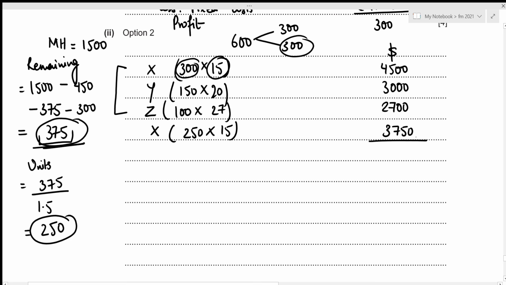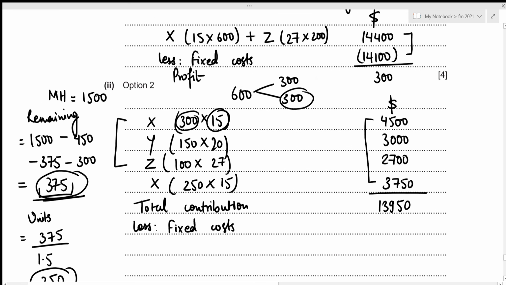Now we can easily figure out the total contribution. That's the sum of these four values, 4,500 plus 3,000 plus 2,700 plus 3,750, which results in the value of 13,950. Now we just need to subtract the fixed costs. And fixed costs remain the same. So right here we can see that the fixed cost was 14,100. We just need to subtract it. All right, here the contribution is less than the fixed cost, which means that there will be a loss. And the loss is 14,100 minus 13,950, which is 150.